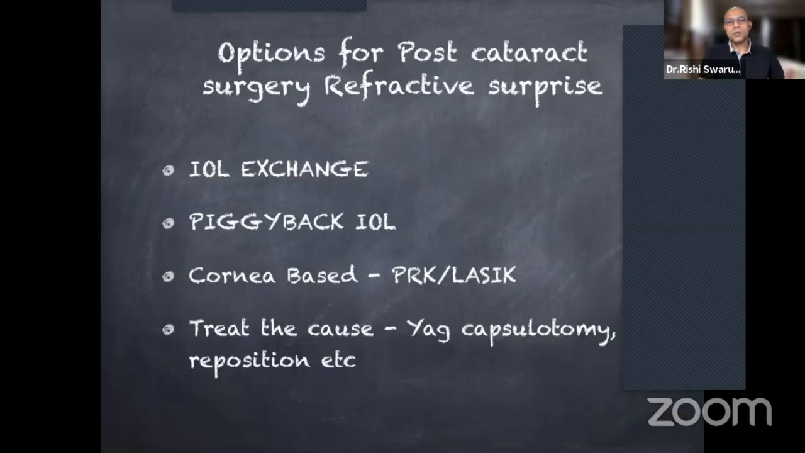So what are the options for post-refractive surgery, post-cataract surgery refractive surprise? You ended up with this problem, now you need to fix it. Simplest thing to do is just change the lens and put the appropriate lens. But sometimes it's not possible if a certain amount of time has passed. Piggyback lenses are a very good option, which are now available easily in the Indian market. And of course, we can do a cornea-based procedure like a PRK or a LASIK. Treat the cause. So if you have a capsular distension, you can YAG the lens, or you can go and remove the viscoelastic from the bag surgically, or you can reposition the lens if it's not well centered or it's in the wrong place.